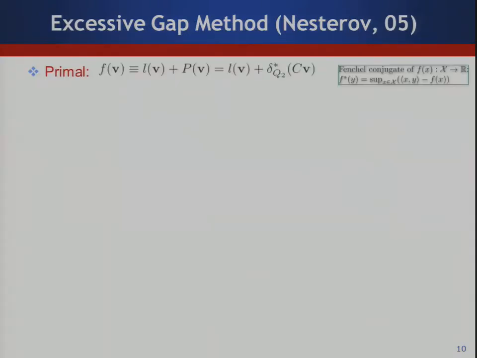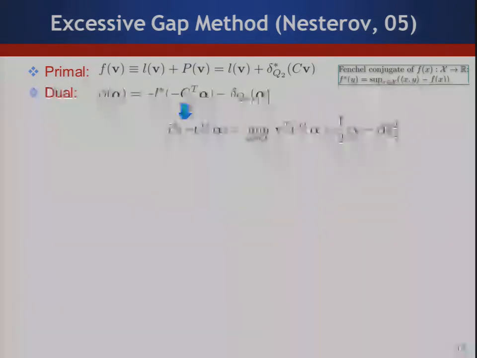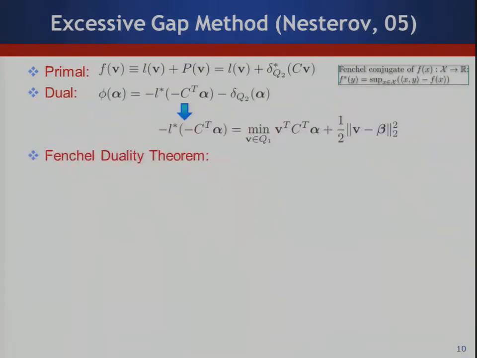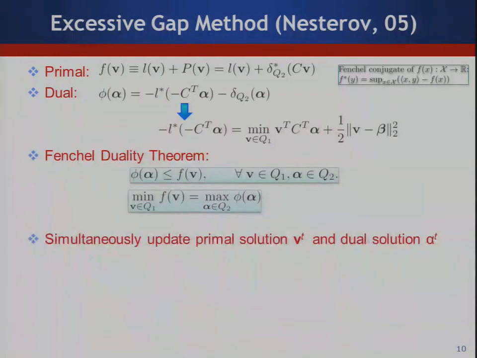Okay, now we just go on to the excessive gap method. It's a primal-dual method. We write down the primal form, and we can derive its dual form. From the functional duality theorem, you know that the objective on the dual is always a lower bound for the objective on the primal. And under some regularity conditions, at the optimum, the minimization of the primal is equal to the maximization of the dual. So the core idea of the excessive gap method is that it simultaneously updates the primal solution and the dual solution. For each iteration, it keeps the key inequality that the smooth objective on the V_t is a lower bound of the dual objective.